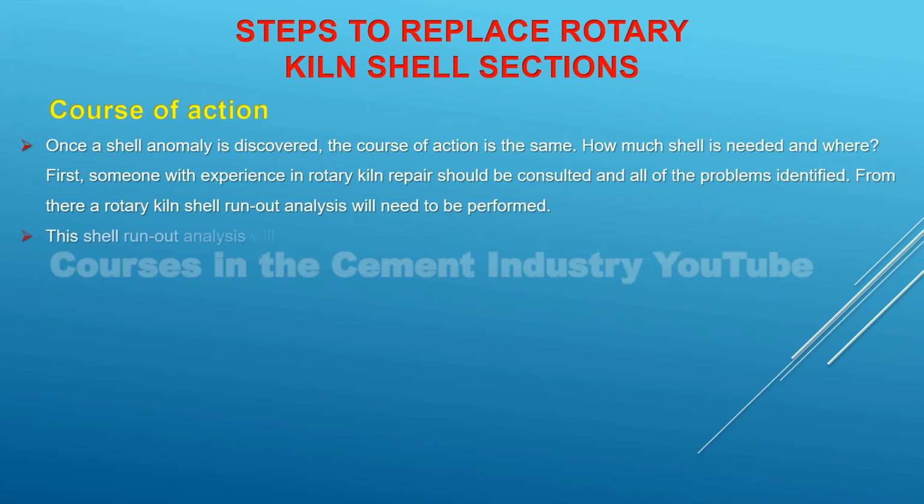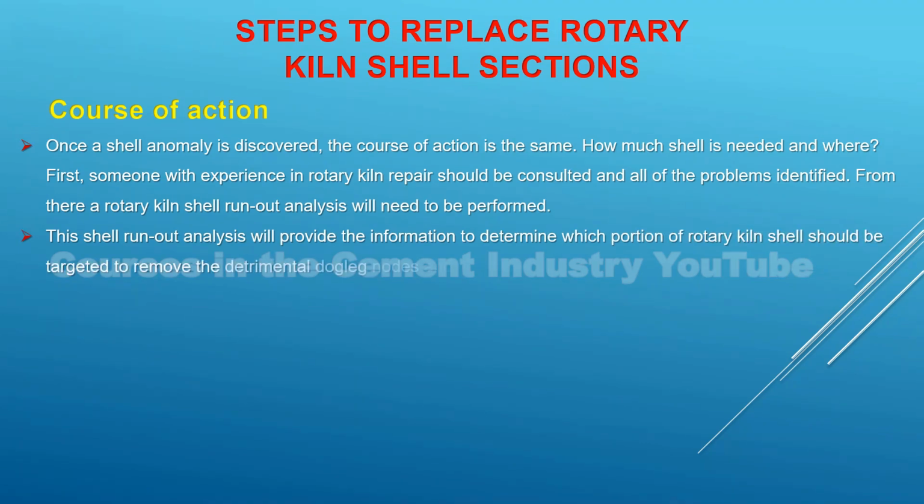This shell run-out analysis will provide the information to determine which portion of rotary kiln shell should be targeted to remove the detrimental dogleg nodes and shell deformation. With this determined, the rotary kiln shell can be manufactured.